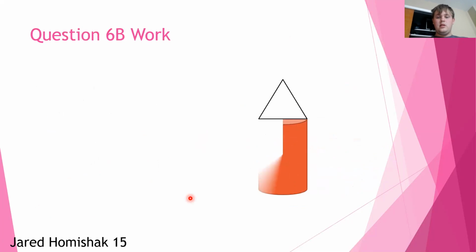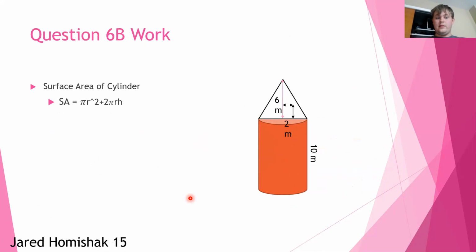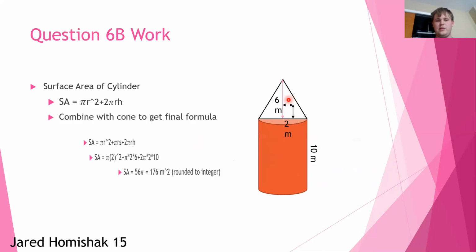Now, let's try it with this figure here, with a cone and another cylinder. This with lengths of 10 meters, 2 meters, and a height of 6 meters. Let's start by looking for the surface area again. Surface area for this figure is pi radius squared plus 2 pi radius height. And then we're going to combine this with the surface area of our cone to get the final formula.